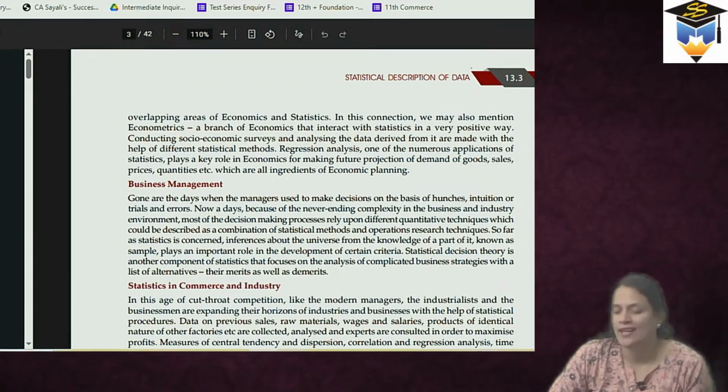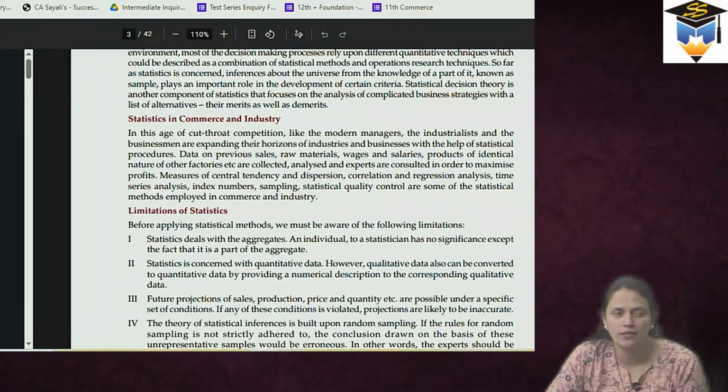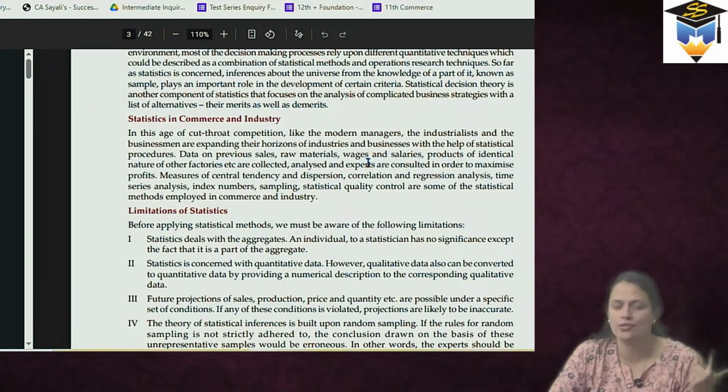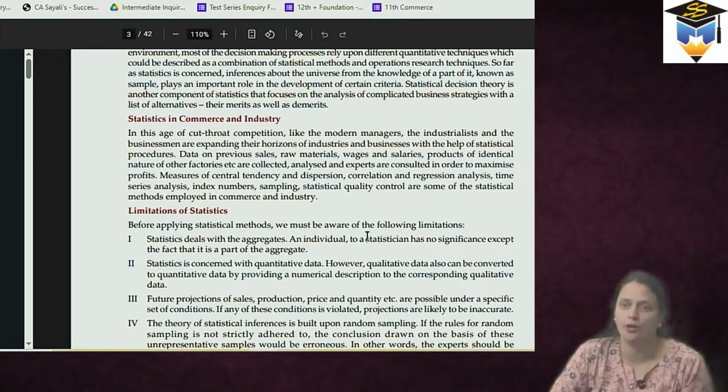Okay. Next is statistics in commerce and industry. Again, we know that. Why in commerce? Can you tell me? Price of goods, but that is related to economics. Then for commerce, what will you use? Data on previous sales, raw materials required in any industry, wages and salaries, products of an identical nature of other factories. Okay, so all these things are very important.